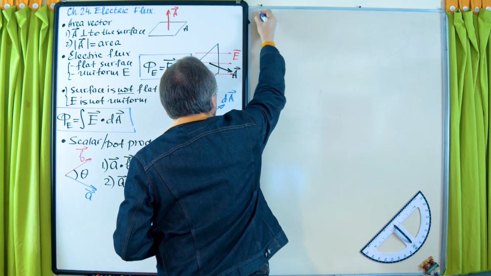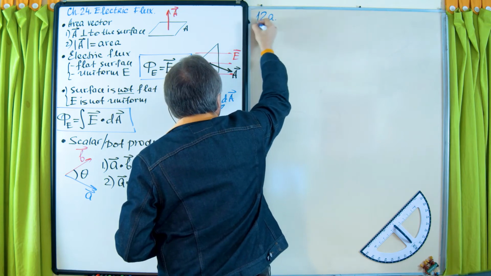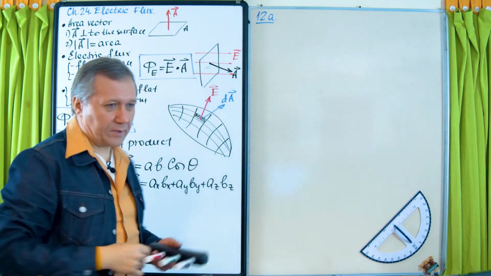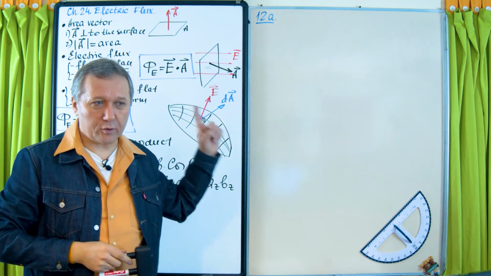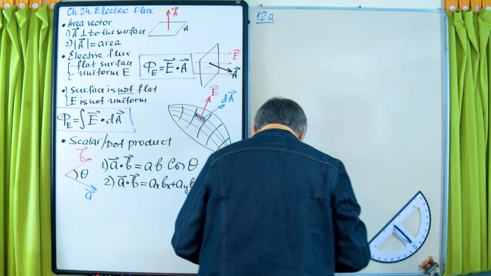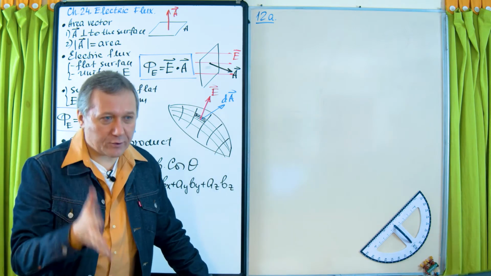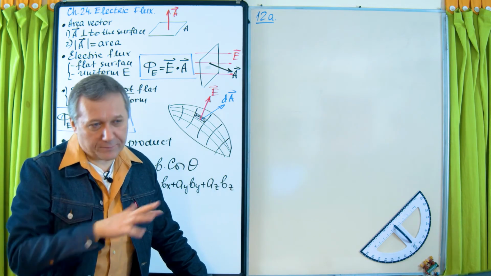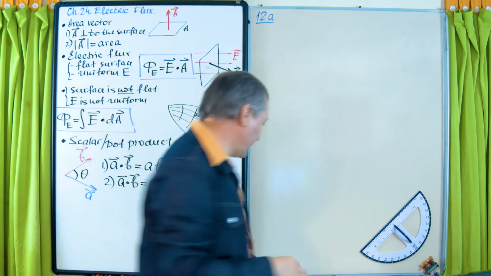So 12A. There's also part B, but we're going to solve only part A. I think in homework will be part A and B. So what do we have in this case? Again, flat surface and the field. I will ask the question about the field in a second.